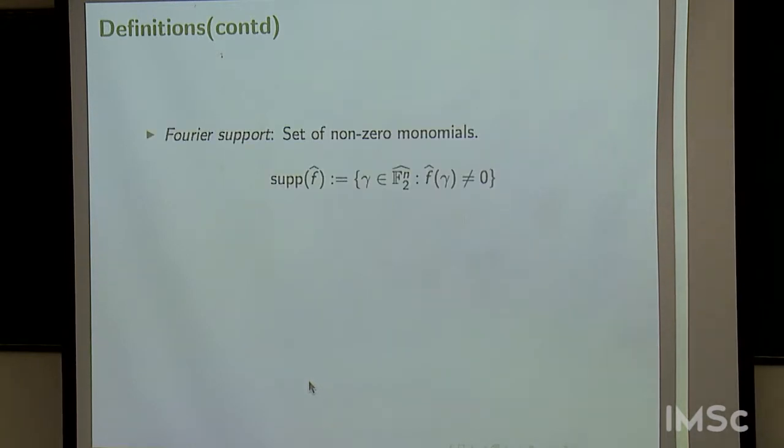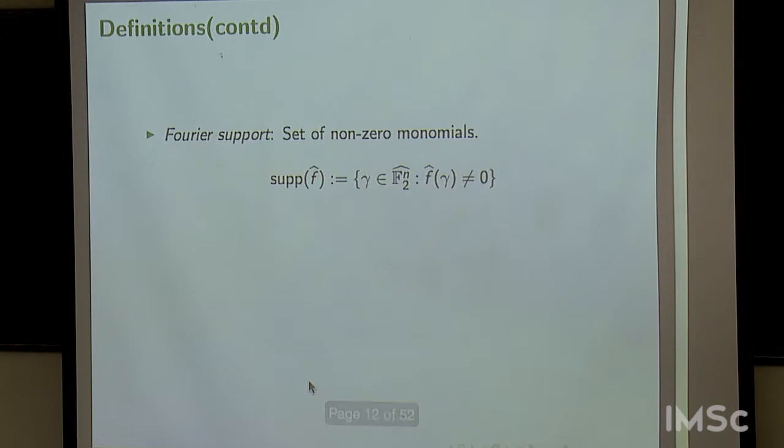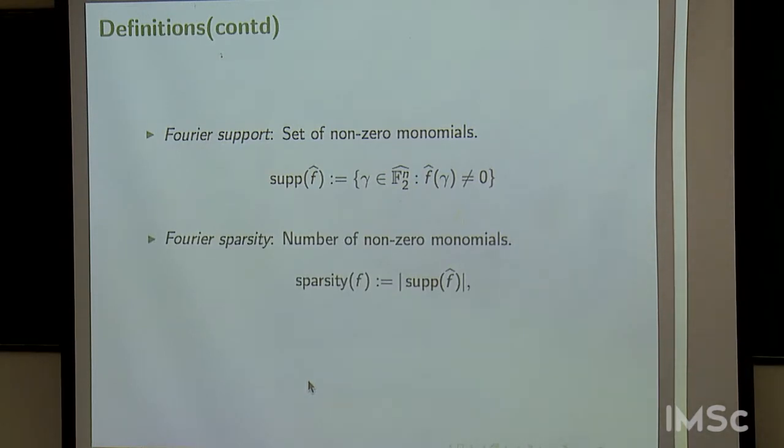The polynomial in the earlier slide is the Fourier expansion of a Boolean function. Fourier support is just the set of non-zero monomials, in other words, the set of monomials that feature in the Fourier expansion of the function. And the Fourier sparsity is just the number of terms in the Fourier expansion of a function.